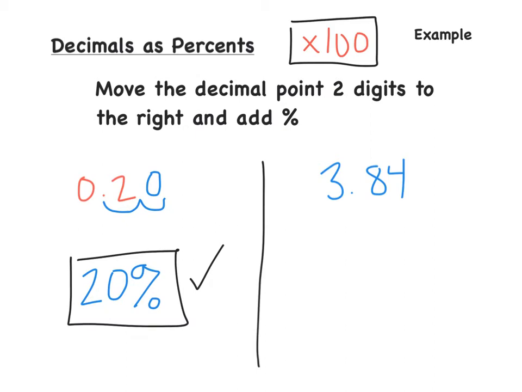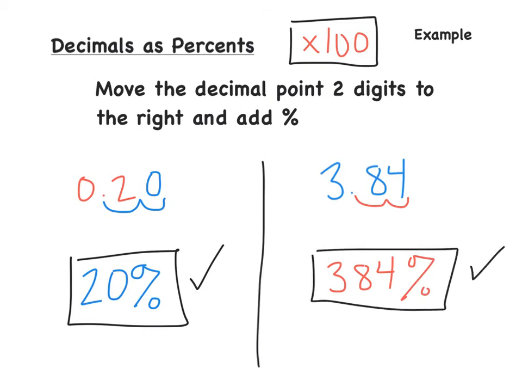So let's look at the next one. We have 3 and 84 hundredths. To change it to a percent, go to the decimal point and move it 2 places to the right. That'd be 384, add the percent, so the answer is 384%.